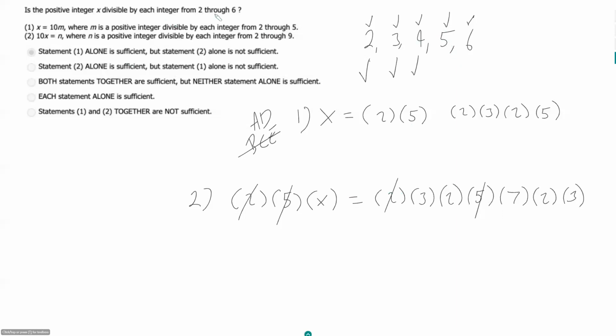so we do not know if it's divisible by all our integers from 2 through 6. Note that it is going to be divisible by 6, because we have our 2 and our 3. So it really comes down to the 5, and it's not that x doesn't contain a 5, we just don't know if it contains a 5. It doesn't have to contain a 5. So the second statement is insufficient. A is our answer.